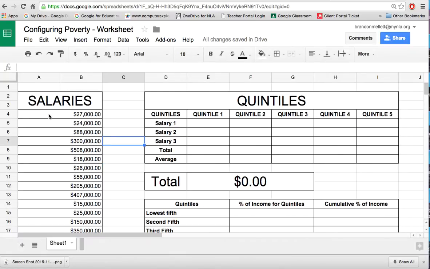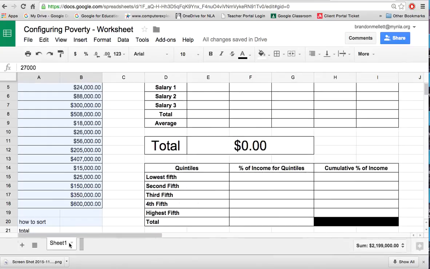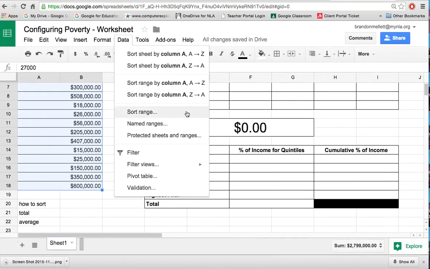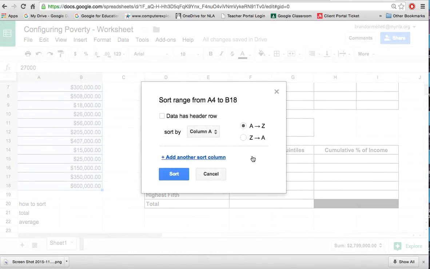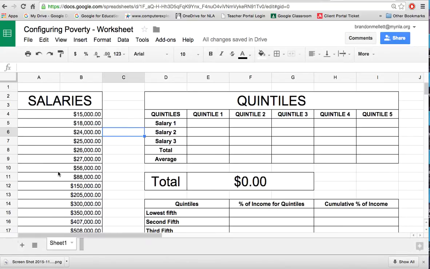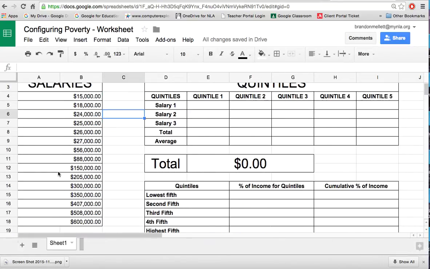Now, fortunately, if we highlight all of these salaries, we can go up to Data, click on Sort Range, and then go A to Z, which would mean the lowest to the highest amount for income. When we do that, we don't have to go through and pick and choose all of these salaries or try to organize them. So we find our first three amounts would be 15,000, 18,000, and 24,000.